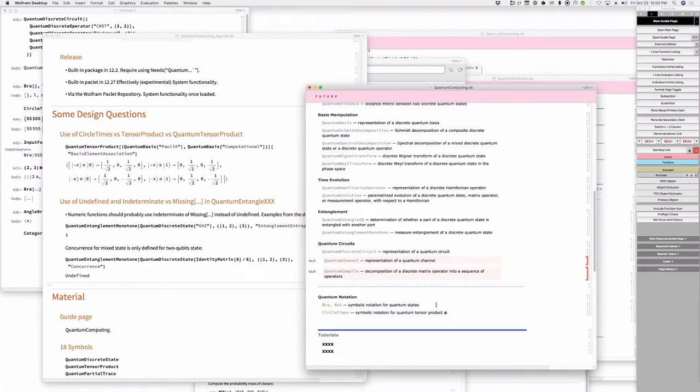By the way, sorry, very mundane question. Do we have error messages? Yes. Okay. No, not complete, but yes, some functions do have. Okay, good.